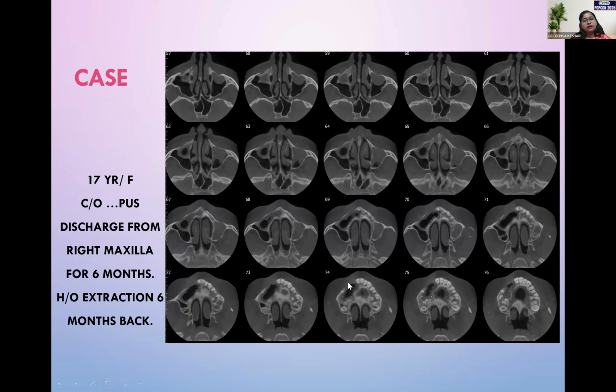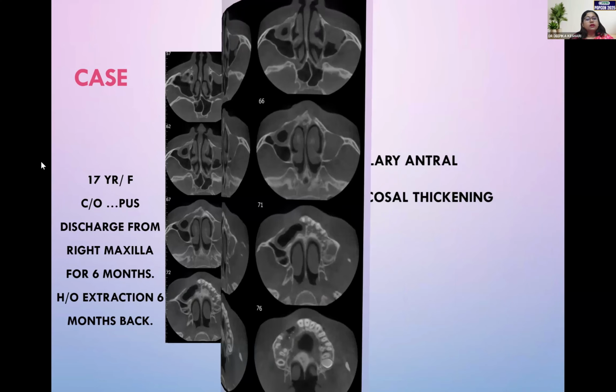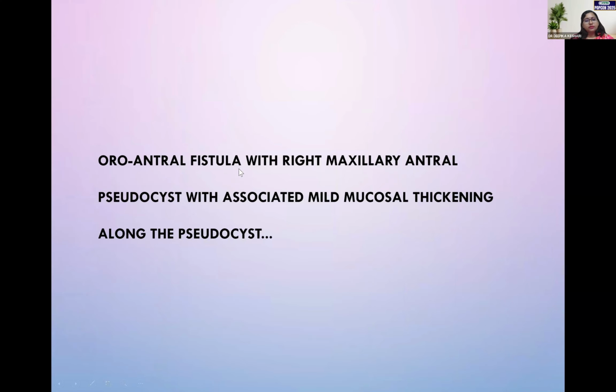And there is a radiolucent lesion within the sinus. And also, you can see that there is mucosal thickening over here. So a diagnosis of oroantral fistula with right maxillary antral pseudocyst with associated mild mucosal thickening along the pseudocyst was considered. So like this, we can differentiate whether it's a residual cyst or it might be an antral pseudocyst.